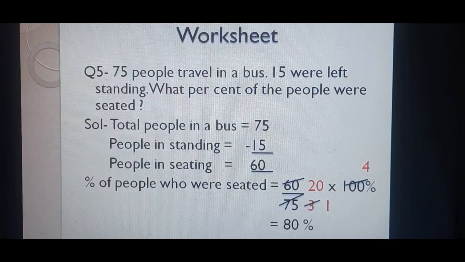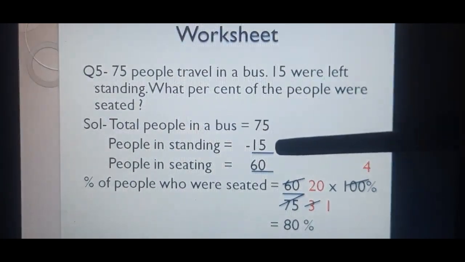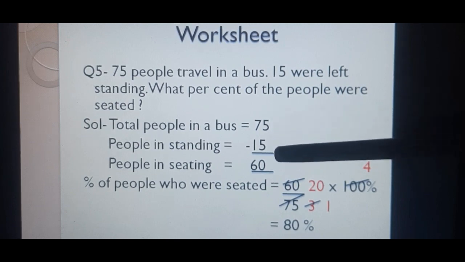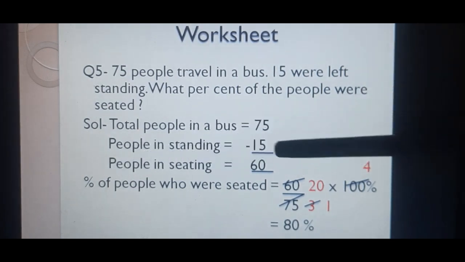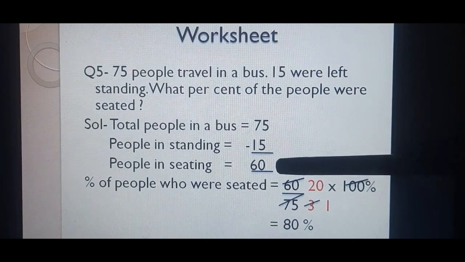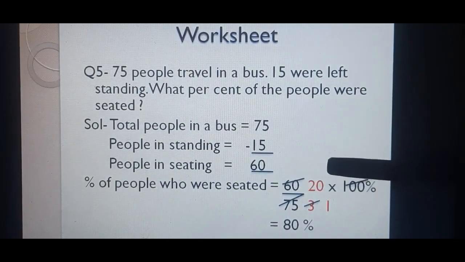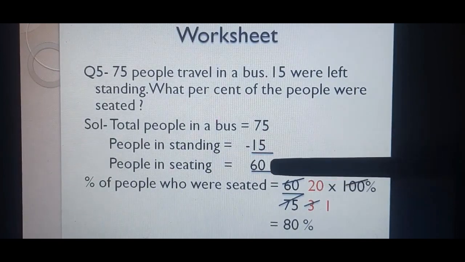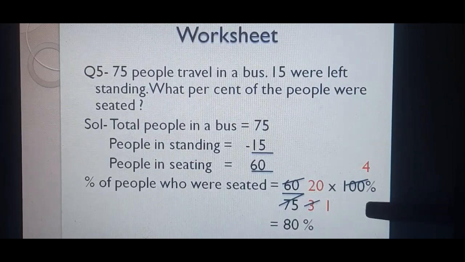So first of all we have to find out the people in sitting position, then the percentage of people in sitting position. Understood? So total people in the bus 75, people standing 15. अगर हम इसको subtract कर देते 15 को, तो हमारे पास number of people those who were seated वो निकल जाएंगे. So people in sitting position, 75 minus 15, that is 60. Percentage of people who were seated, जितने लोग बैठे थे, अब हमें उसकी परसेंटेज निकालनी है. So 60 upon total, total is 75, multiply by 100%.